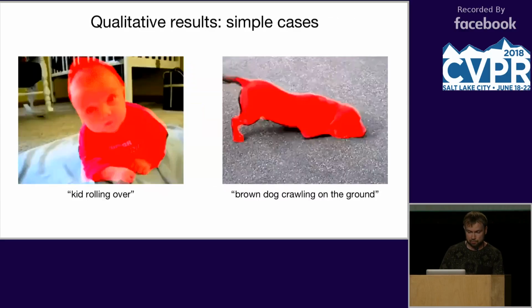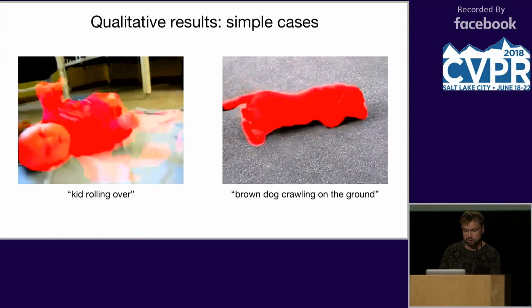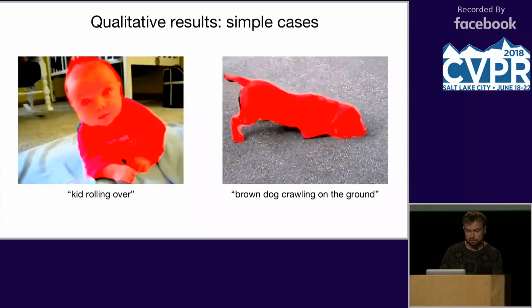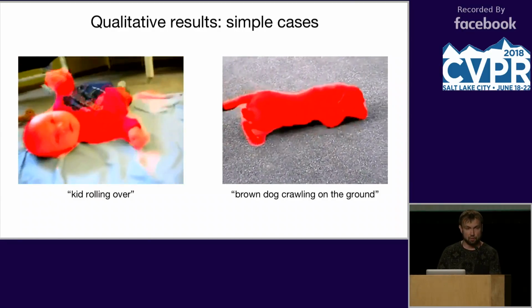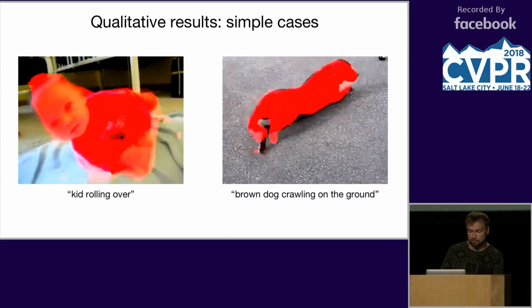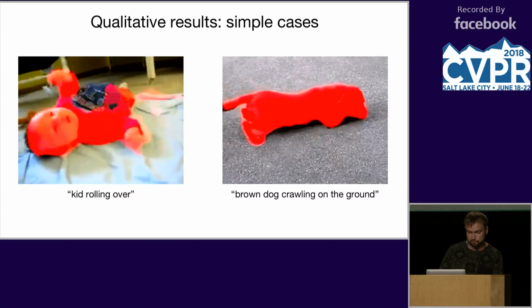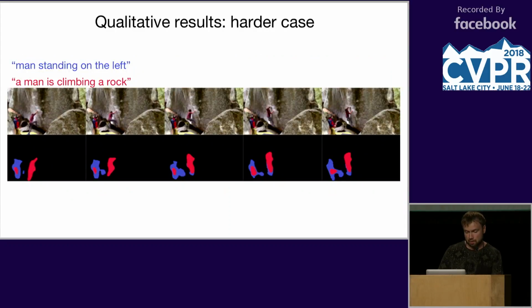Going to some qualitative results, we studied simple cases, for example, when there is one large object almost in the middle of the frame. On the left there is a kid rolling over, and on the right it's a brown dog rolling on the ground. We have very reasonable, nice segmentation results in this setting. Also, we studied harder cases when query descriptions differ only in the action. There is the same type of actor, but different types of actions. And we can still separate them quite well.